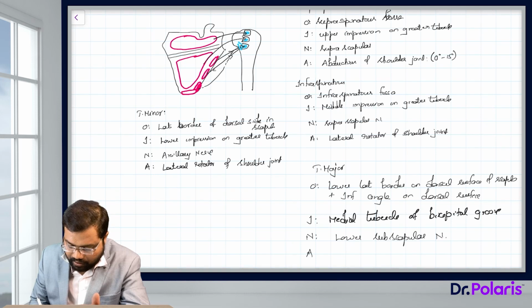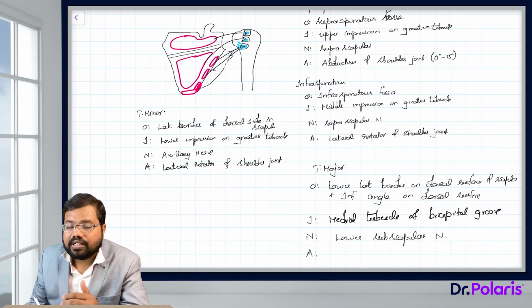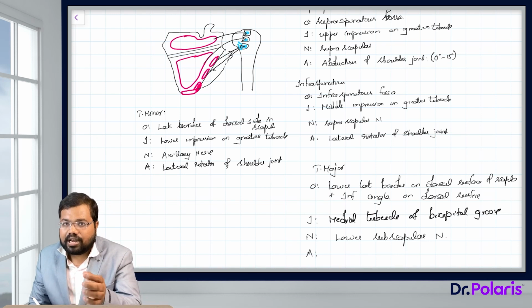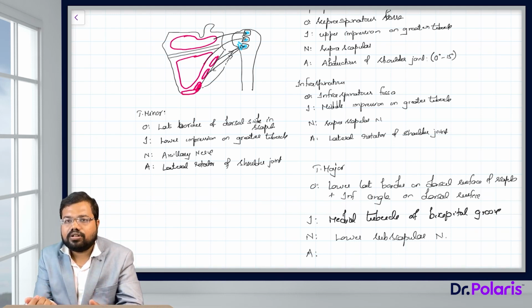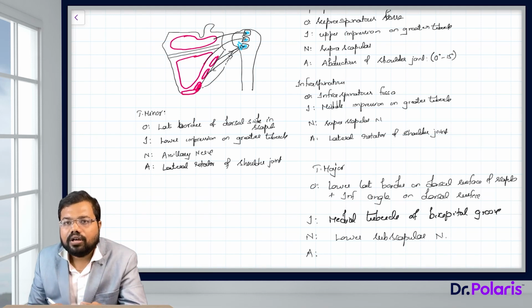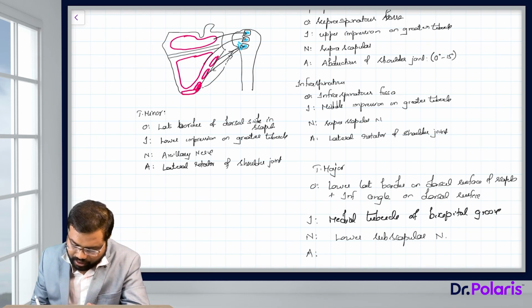Lower subscapular nerve, and the action: teres major is not going behind the shoulder joint. It is crossing the shoulder joint from the inferior side and inserting on the anteromedial side. The medial tubercle is towards the anteromedial side. So whenever it contracts, the anteromedial side will be dragged posteriorly so that the humerus will rotate on the medial side. So it causes the medial rotation of the shoulder joint.